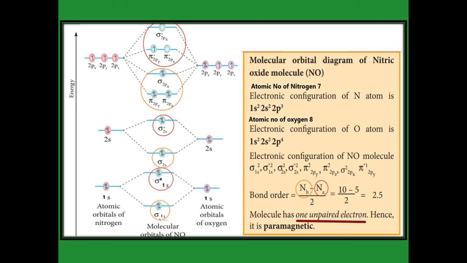Now bond order. See the orange circles, they contain bonding molecular orbitals. How many electrons do we get in bonding molecular orbitals? 10. In the red circles, which mark antibonding molecular orbitals, the number of electrons is 5. So 10 minus 5 divided by 2, 5 divided by 2, we get 2.5. The bond order is 2.5. In this molecular orbital diagram there is only one unpaired electron, present in pi star 2py. So it is a paramagnetic substance.